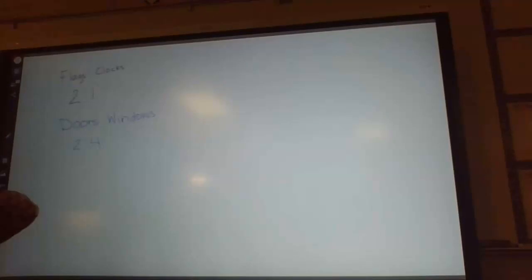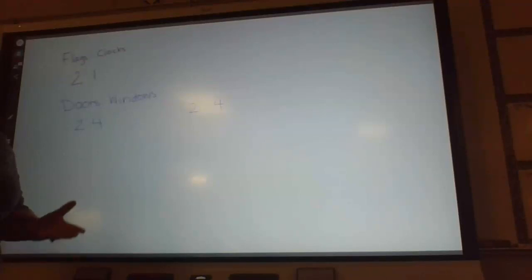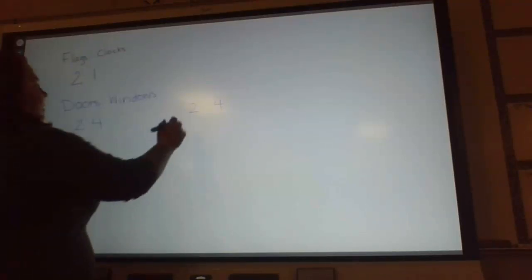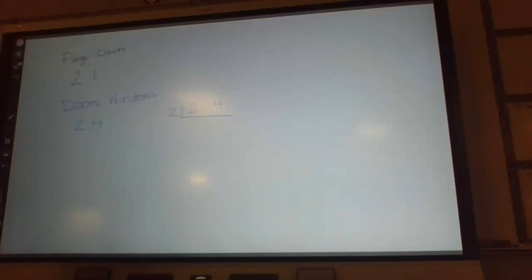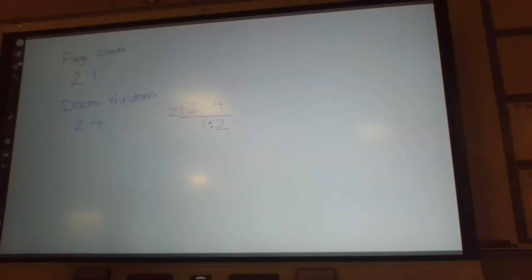I can reduce this one. So let's look. My 2 numbers, if I'm using my amazing upside down birthday cake, are 2 and 4. Are they both divisible by 2? Yes. What's 2 divided by 2? Don't just guess. Stick it in your calculator. 1. What's 4 divided by 2? 2. So my ratio of doors to windows is 1 to 2.